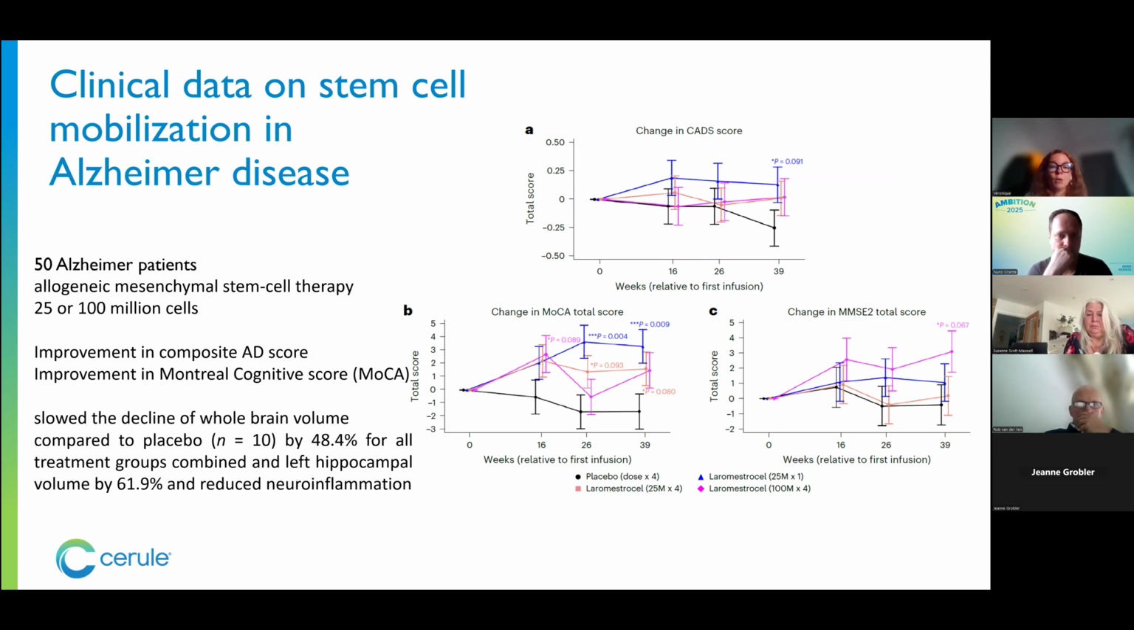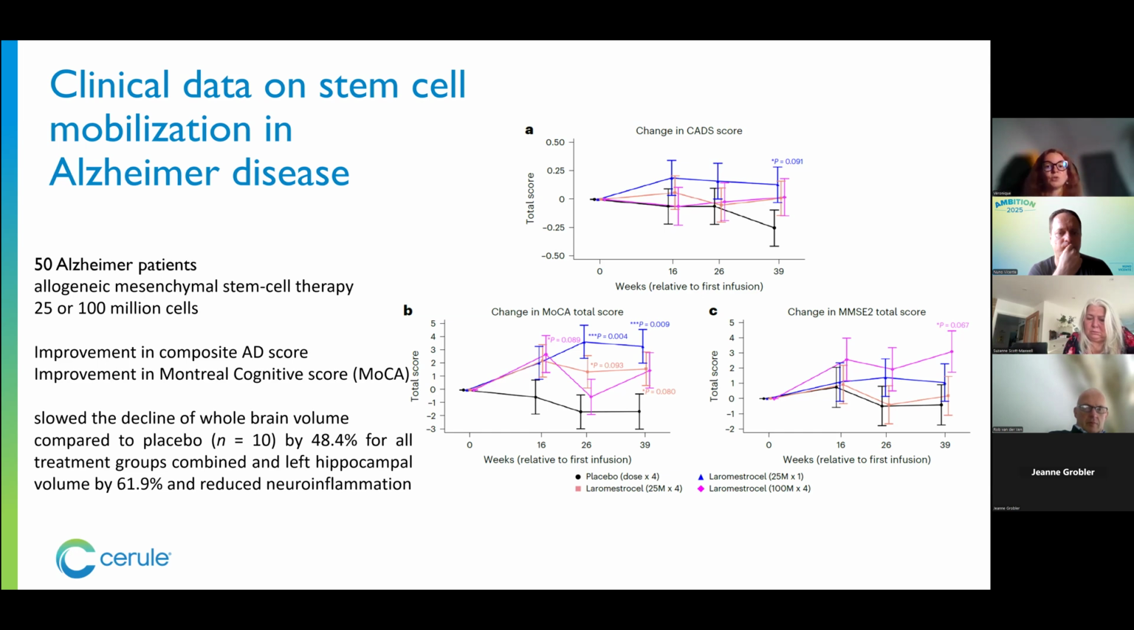the symptoms. We have also an improvement in the Montreal cognitive score, called the MoCA total score, after 16 weeks, 26 weeks, and also 39 weeks, whatever the dose is. So we have significant improvement for both doses, the low and high doses. We have also a significant improvement in the mini mental state assessment. So it's a questionnaire also measuring the cognitive function. And we have also significant improvement for the highest dose at 39 weeks.